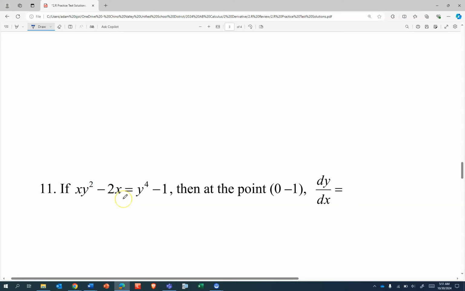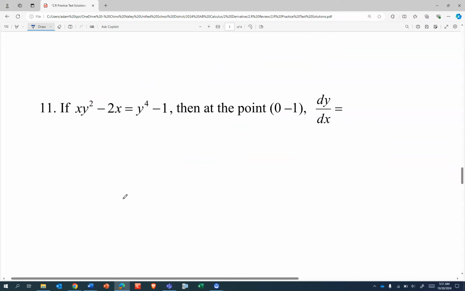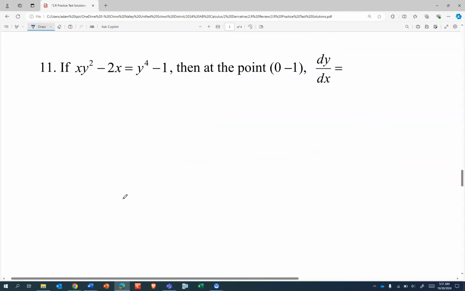Okay, no, darn it, that's not the same equation. Okay, so if xy squared minus 2x equals y to the 4th minus 1, then at (0, -1), dy/dx equals blank. We'll do implicit differentiation, but we're going to save a ton of time and effort if we substitute in (0, -1) really early.